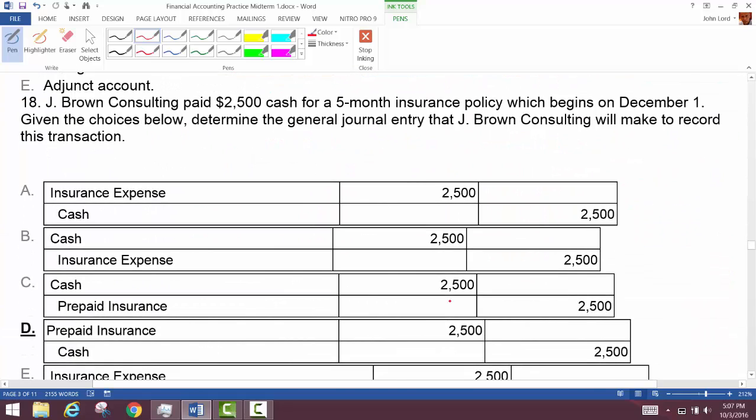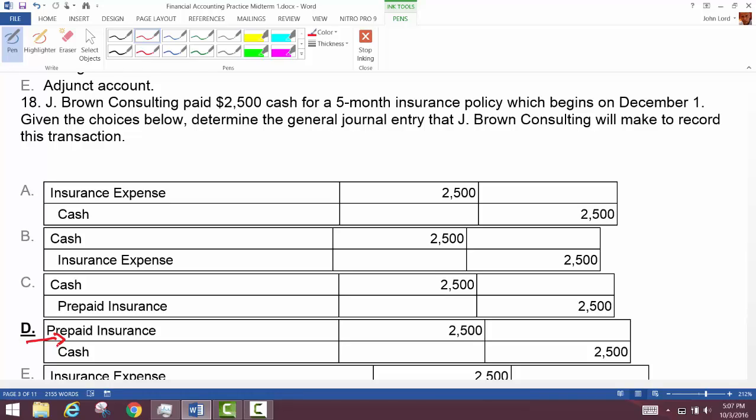J. Brown paid $2,500 cash for a 5-month insurance policy, which begins on December 1st. Given the choices below, determine the journal entry that J. Brown Consulting will make to record this transaction. So we paid $2,500 cash for what? Insurance. For a prepaid insurance asset, right? Cash goes down because we paid cash. The prepaid asset insurance goes up, right?